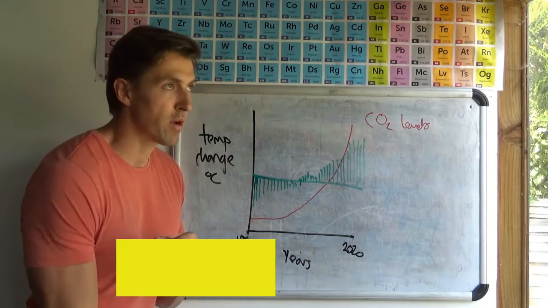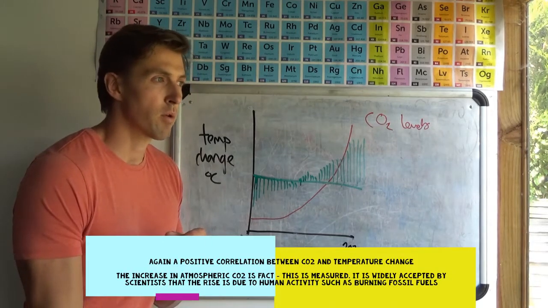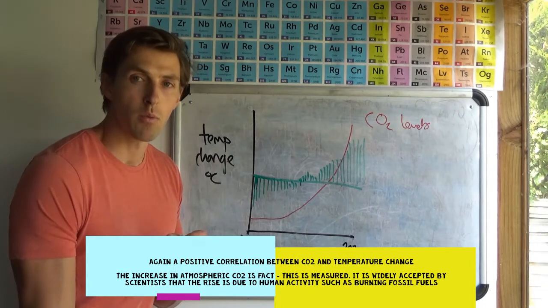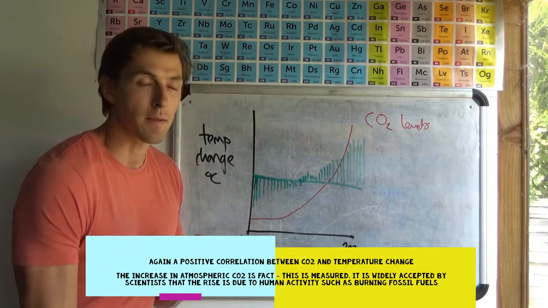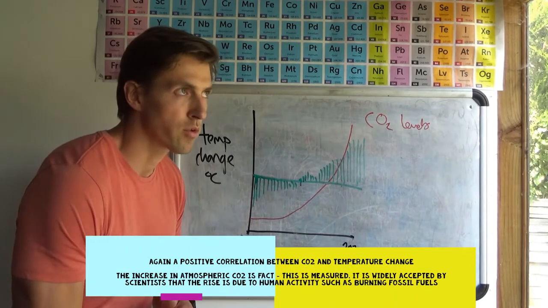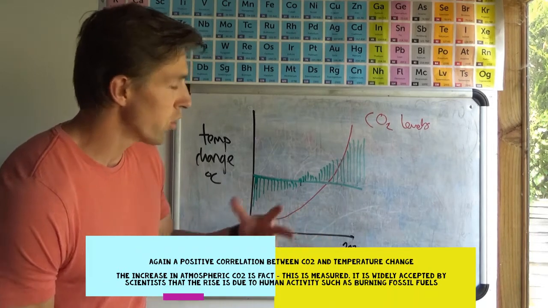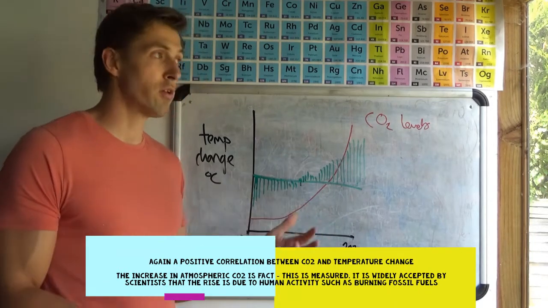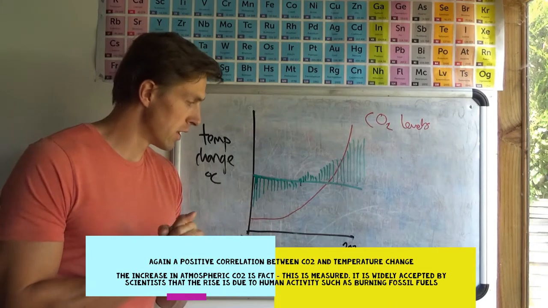And there's a lot in the press about this. I'd be amazed if you'd fail to see press articles or items on the news about global warming and about how the average global temperature is rapidly increasing. And we'll get on to what the consequences of that could be a little bit later. But again, there's a correlation between CO2 levels rising and the global average temperature rising.